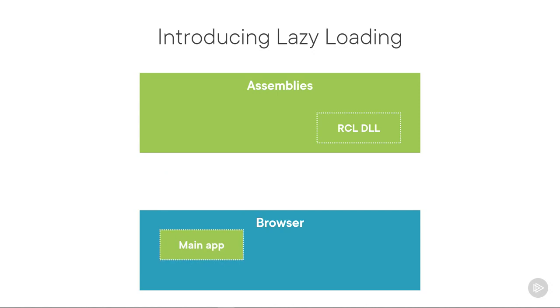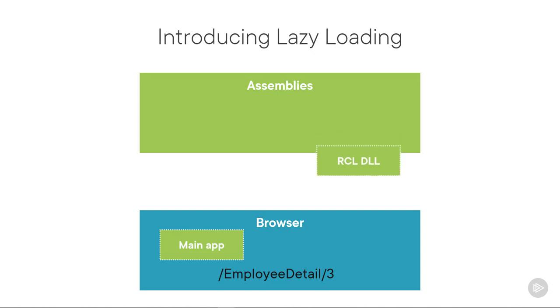In our application, we could say that the Razor class library containing the map component is only needed when the user navigates to the detail screen the first time. Using lazy loading, that's exactly what we can do. We can instruct Blazor to download an assembly when it's needed the first time.